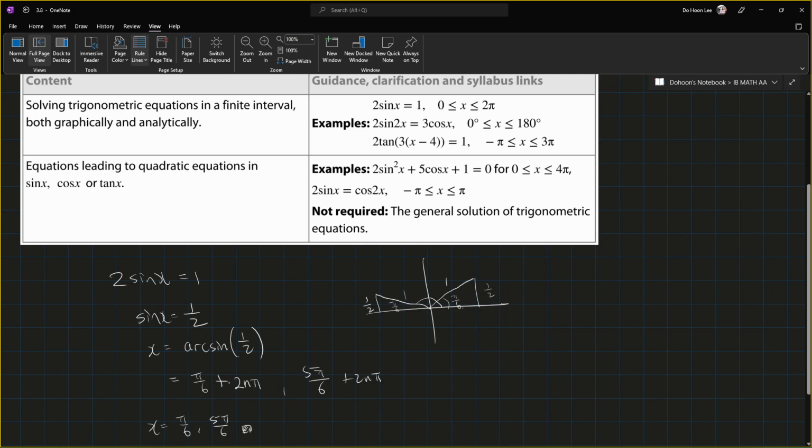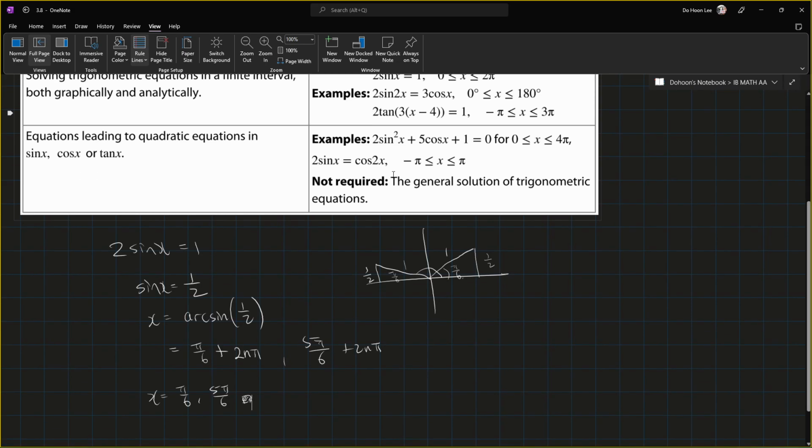Okay. All right, so let's move on to the next section, which is equations leading to quadratic equations in sine x, cosine x, or tangent x. Okay, so if you look at the first example, 2 sine squared x plus 5 cos x plus 1. Well, first I see a square, so that kind of gives me some headache. And also there's a sine x and also there's a cos x, so I don't like it, right? So let's try to fix it.